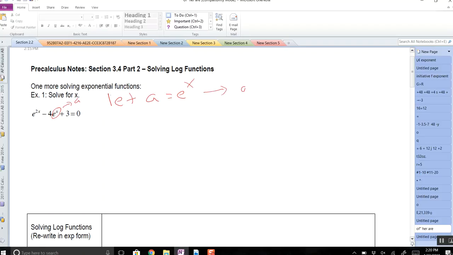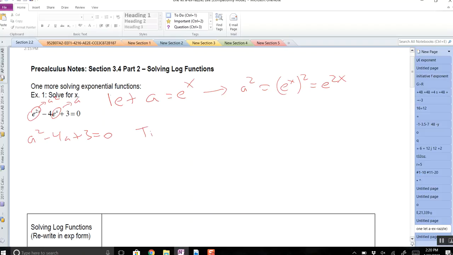So naturally, this would mean that if I square both sides, a squared would be e to the x squared, which of course is e to the 2x using properties of exponents. So this enables me to convert this equation to a quadratic equation. So instead of e to the 2x minus 4 times e to the x plus 3 equals 0, I can make it a squared minus 4a plus 3 equals 0.